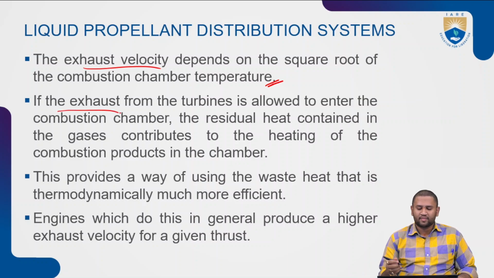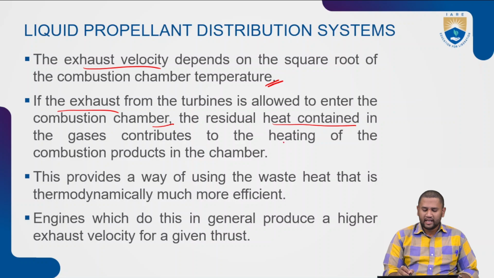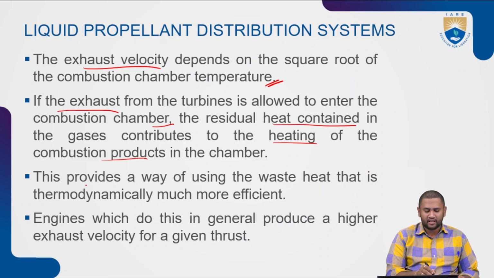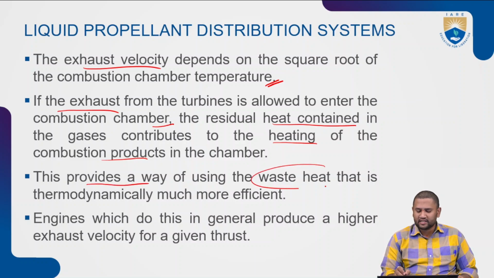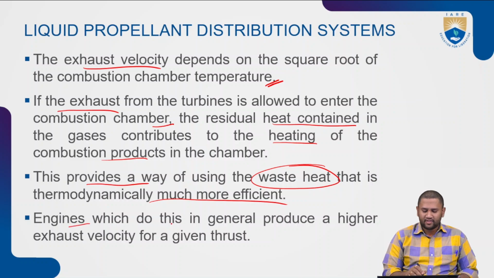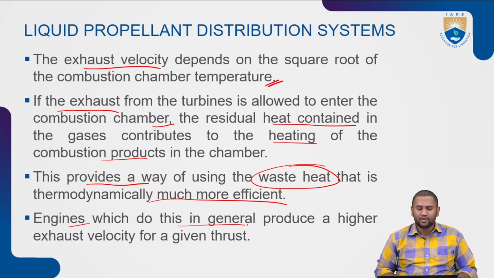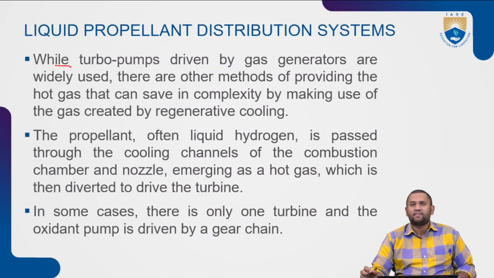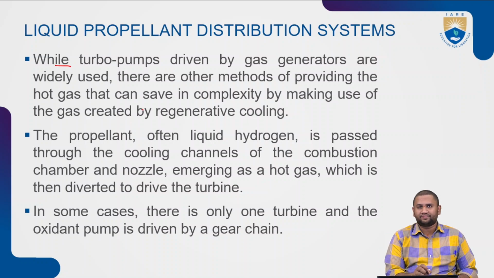So, if the exhaust from the turbines is allowed to enter the combustion chamber, then the residual heat contained in the gases contributes to the heating of the combustion products that are already available in the chamber. This acts as a type of igniter, which provides a way of using the waste heat generated in the gas generator cycle and creating a much more thermodynamically efficient cycle. An engine which does this in general produces a higher exhaust velocity for any given thrust, while the turbopumps driven by gas generators are widely used.